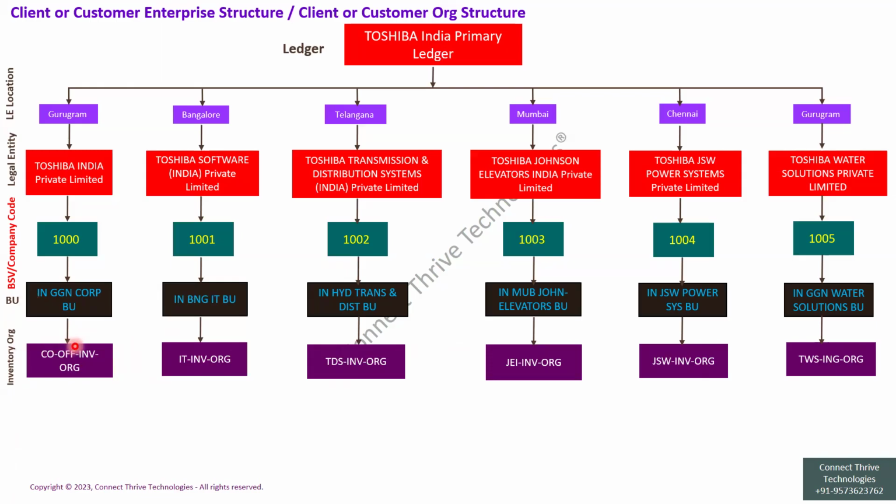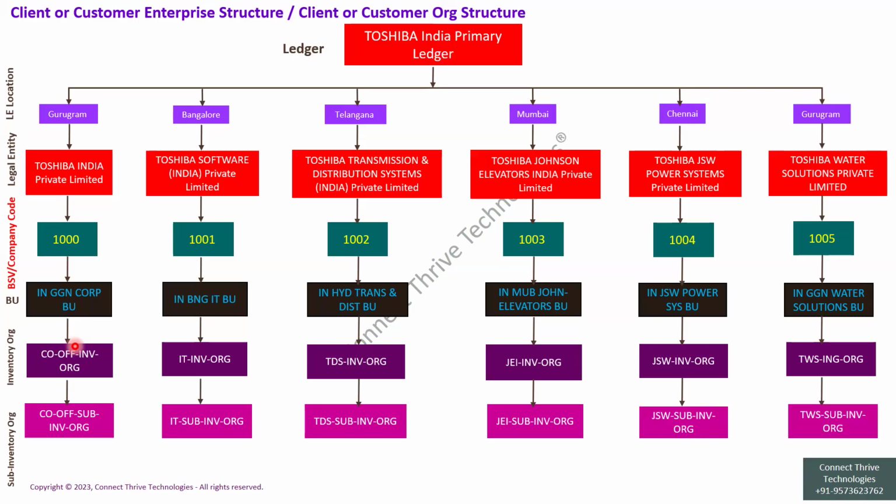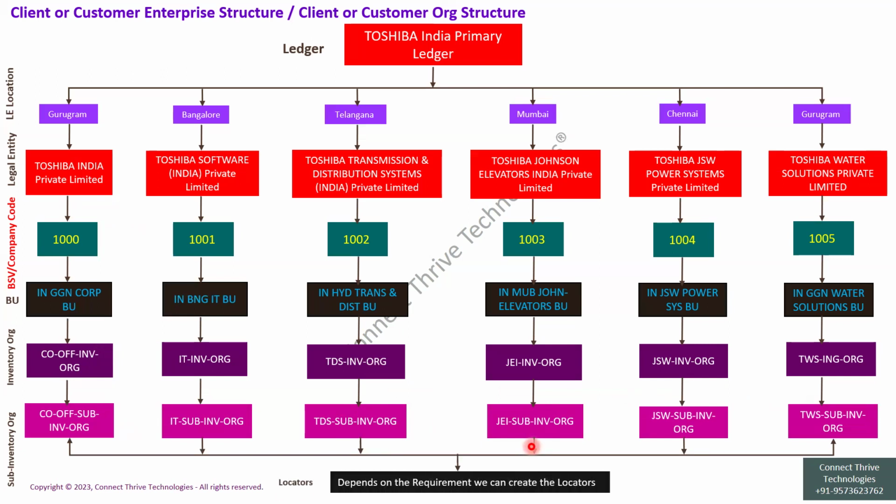Then after that, once inventory orgs are there, we will go and create the sub inventory org, each inventory org wise. Okay, so corporate office sub inventory org, IT sub inventory org, next transition distribution system sub inventory org, next Johnson Elevators India sub inventory org, then JSW Power Systems sub inventory org, water solutions sub inventory org. So like that, under the inventory org, we will create the sub inventory for each inventory org level. Then finally, depends on the company requirement, client requirement, customer requirement, we will go and create the locators. Okay, so this is the way we have to give a solution.